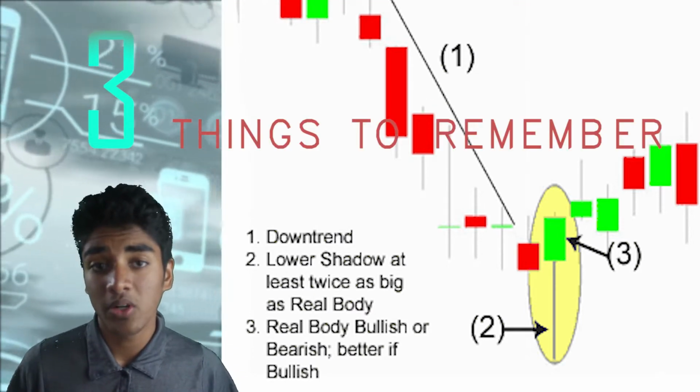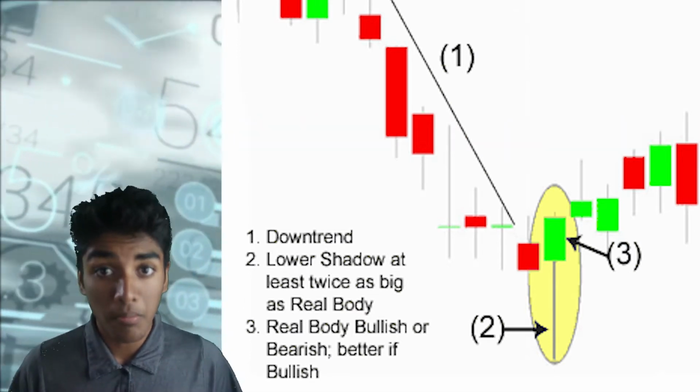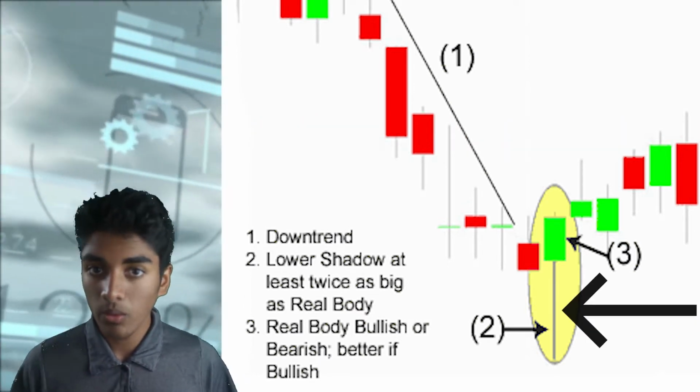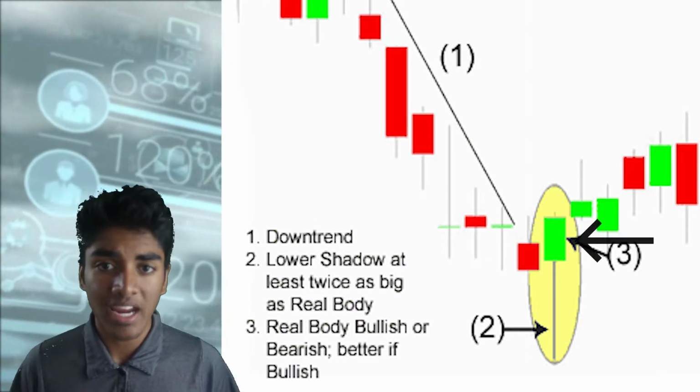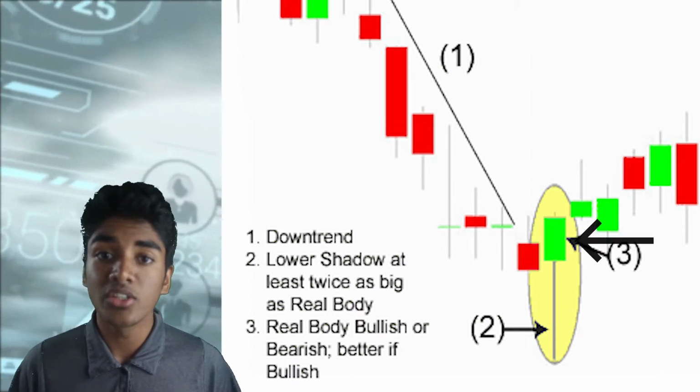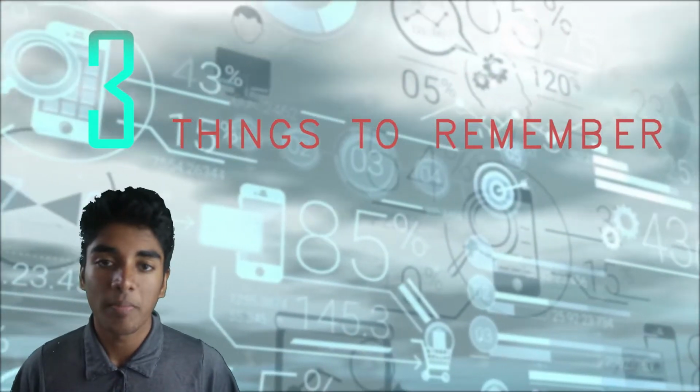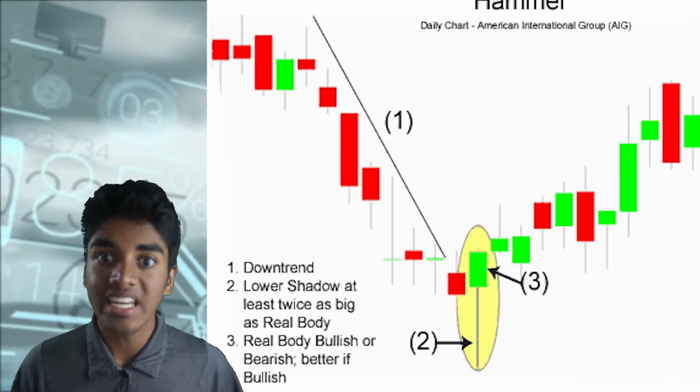Here are 3 things to remember when identifying the hammer pattern. The hammer must have a long lower shadow. The lower wick needs to be 2 times greater than the length of the body. The color of the candle does not matter, and there should be little to no upper shadow. Here are 3 things to remember when trading the pattern. Look for hammers in downtrends.